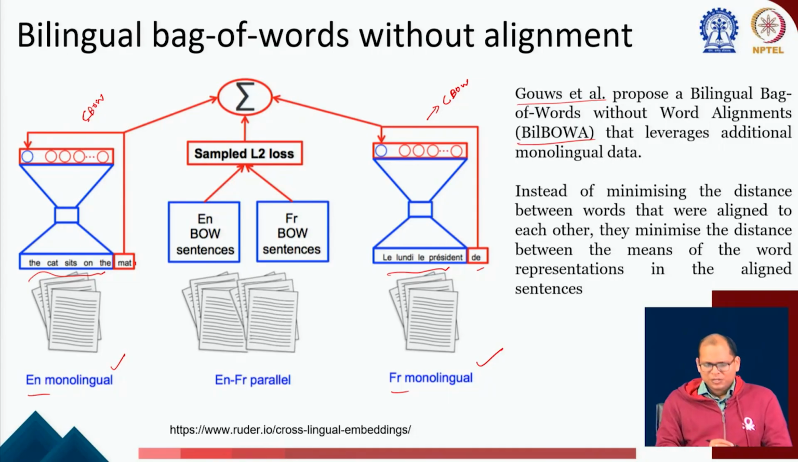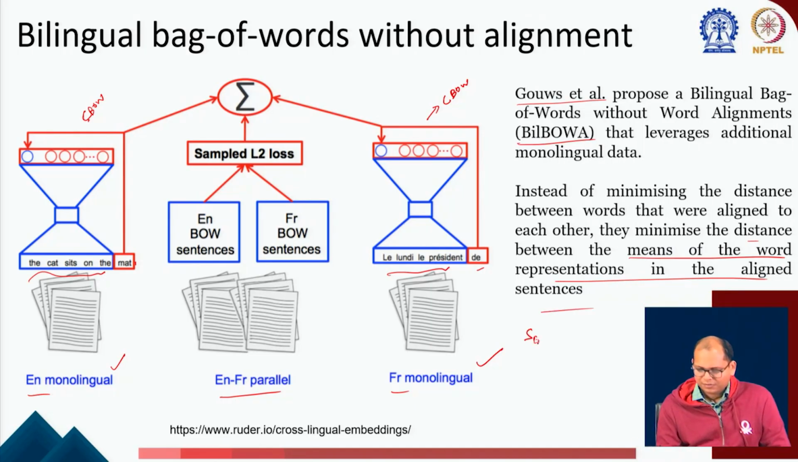Additionally, what you will do is take the parallel sentence, English and French, and there is no word alignment there, but you have the sentence alignment. So you will minimize the distance between the means of the word representations of the aligned sentences. So you have the English sentence, you have the French sentence. For the English sentence, you will take all the words and compute the mean representation.